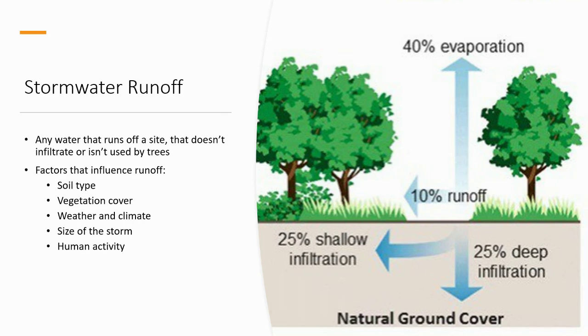Several factors influence how much stormwater runs off a site. If the soil is very clay-rich, rain won't be able to soak into the soil or infiltrate, and more rain will instead leave as runoff. If there are few trees on a site to intercept rain, more rain will reach the ground and ultimately leave the site as runoff. Weather and climate also influence the amount of stormwater that leaves the site as runoff.